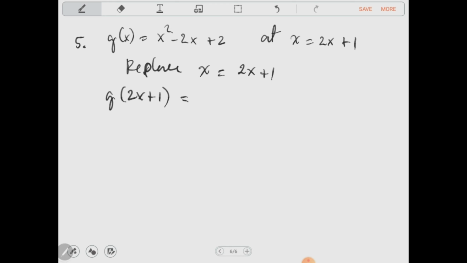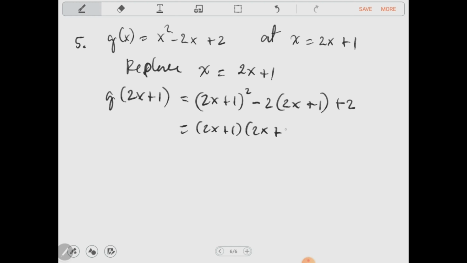So you have x squared would be (2x plus 1) squared minus 2 times (2x plus 1) plus 2. Okay, so this one you can use the square of binomial or you can use the FOIL method. So pag FOIL natin yan, expand natin siya. So you have (2x plus 1) times (2x plus 1). Pero if mas marunong kayong gumamit ng square of binomial, mas mabilis yon. Then this one, perform this operation. This would be minus 4x minus 2 plus 2.